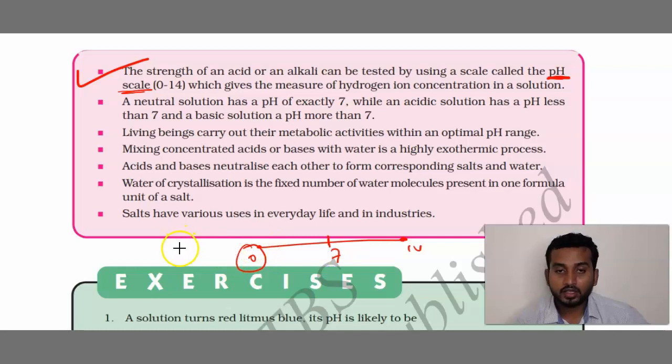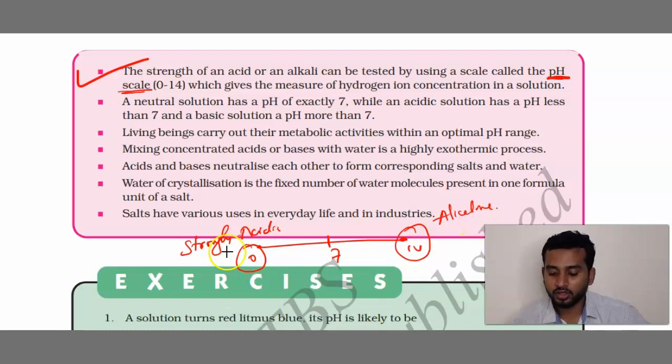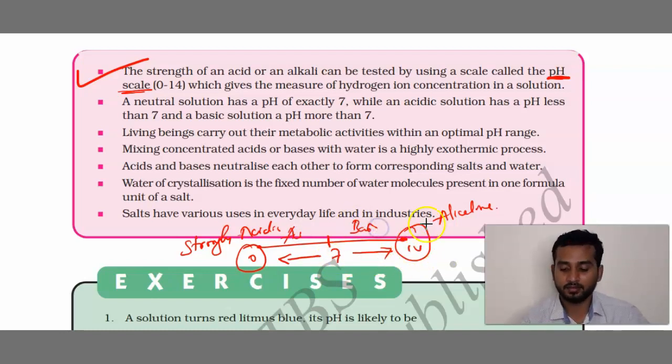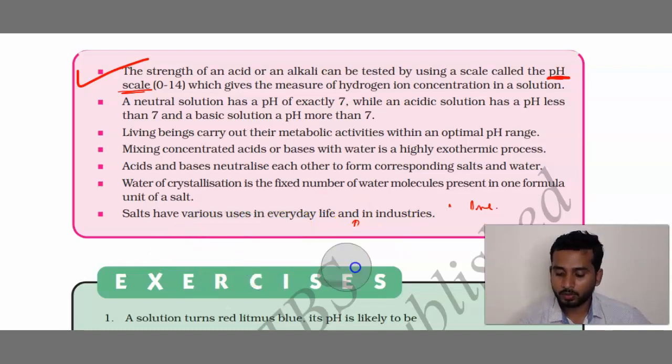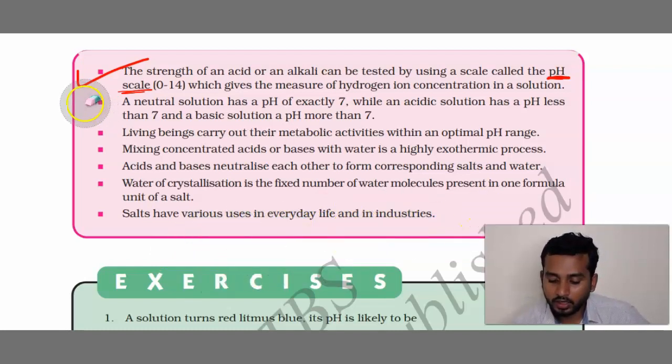This 0 is strongly acidic, and this end is strong alkaline. Understood? So if it is coming from 7 towards 0, that is called acidic. If it is going beyond 7, from 7 to 14, that is called basic. Okay, so you need to remember that. Next, a neutral solution has a pH of exactly 7.